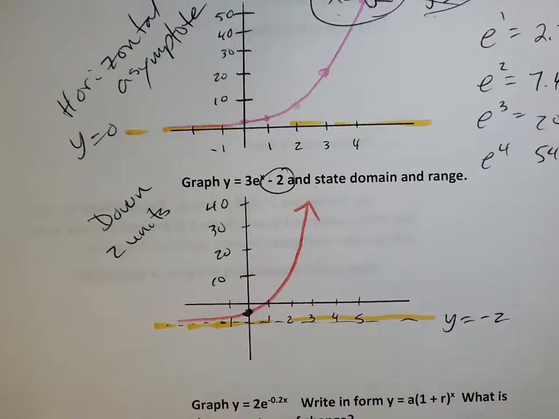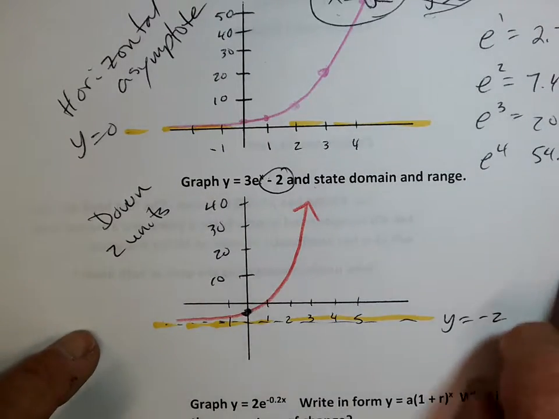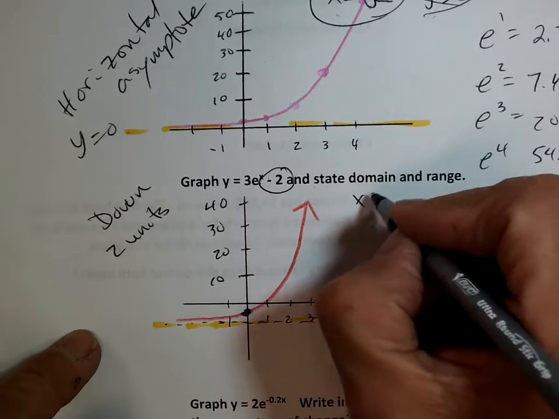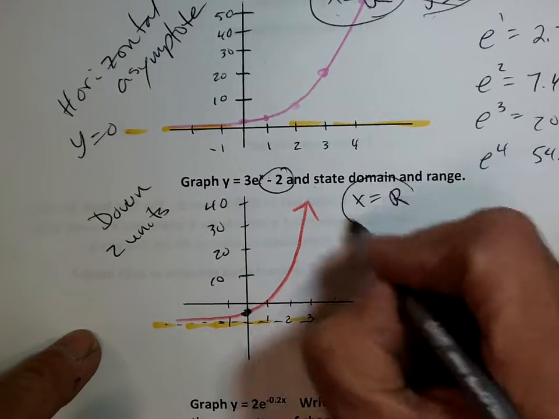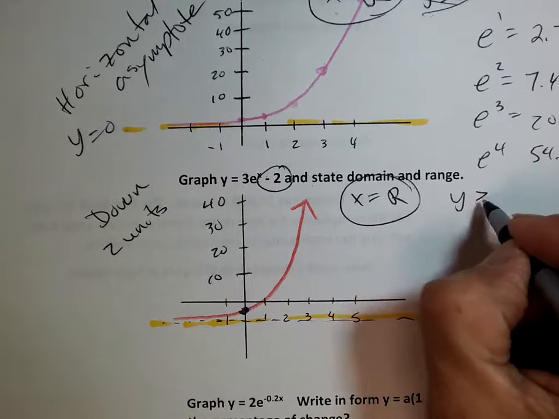Domain and range? Well, domain is easy. How wide is this graph? Domain is x equals all real numbers. And the range, it doesn't quite hit -2, does it? But from -2 it goes up. Y is greater than or equal to -2.